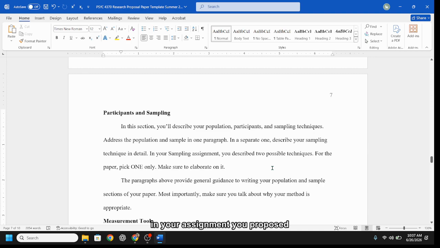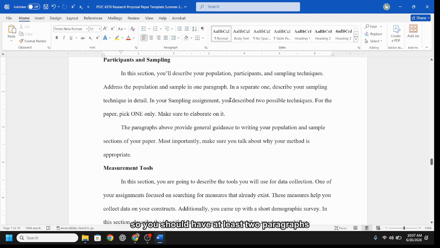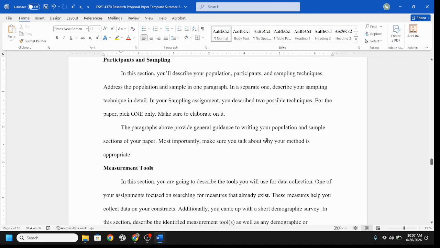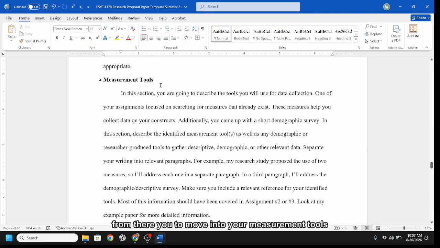In your assignment, you proposed 2, I believe, possible techniques. You only need 1 for the paper. So just make sure whatever technique you pick, stick with that one and elaborate on it. So you should have at least 2 paragraphs there, 1 for your population and then 1 for your participants and sampling techniques. From there, you're going to move into your measurement tools. And in this section, you're going to need to tell me, probably in about 2 paragraphs, what tools you plan on using to collect data.